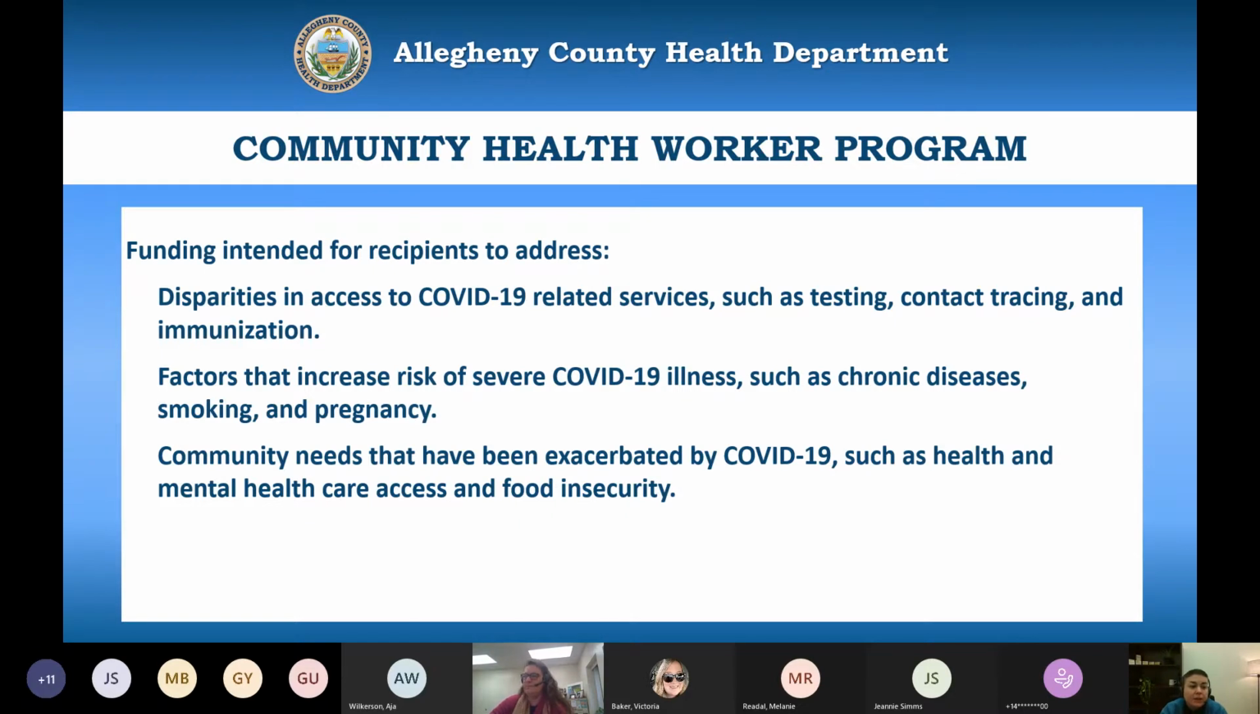Funding is also to address some additional factors that increase the risk of severe COVID illness, such as some chronic diseases or maybe smoking and pregnancy. And the funding is also really intended to just, in general, try to address community needs that have been exacerbated by COVID itself. Some of these being health and mental health care access, as well as things like accessing food. We've definitely seen food insecurity increase in our communities.